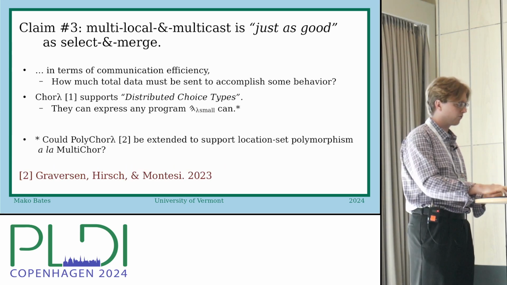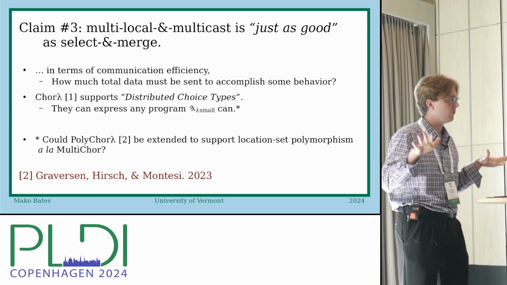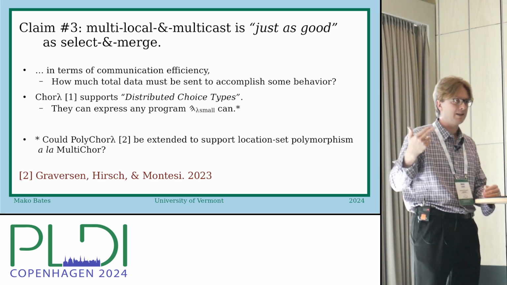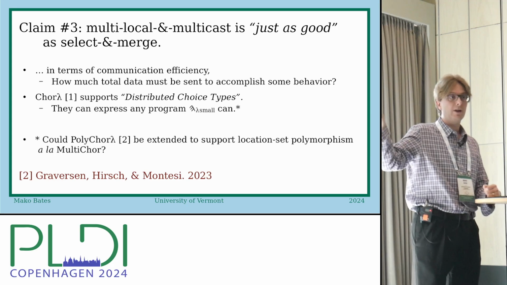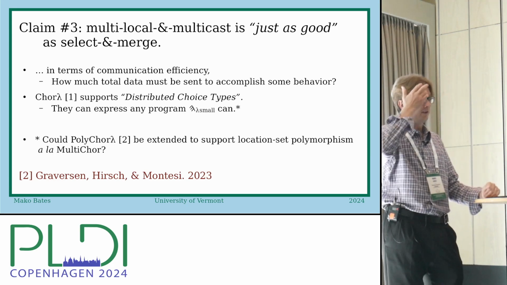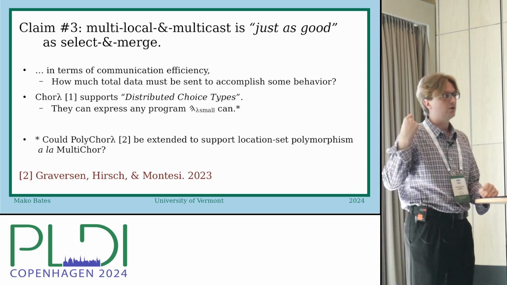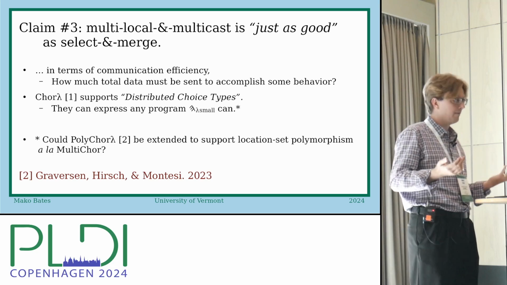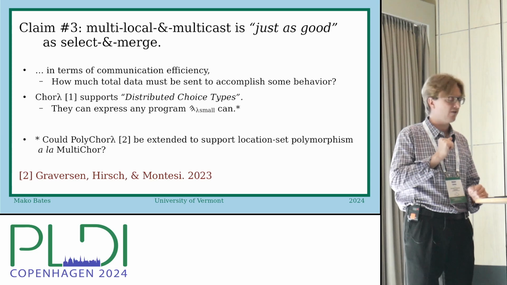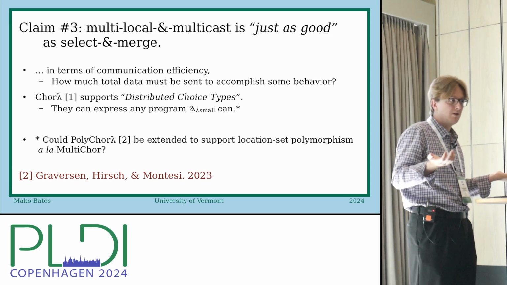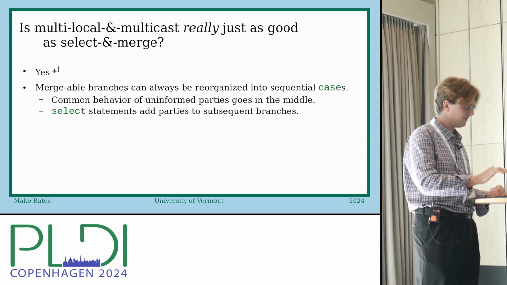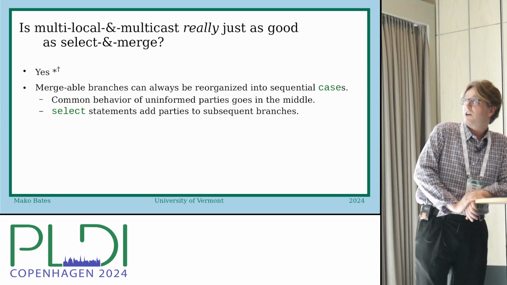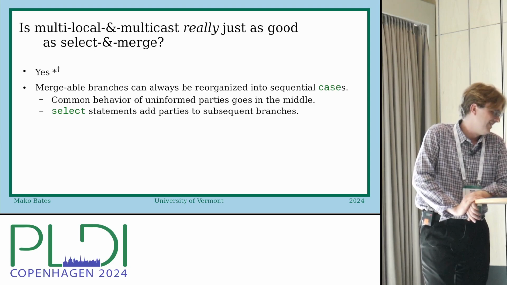Let's deal with the asterisks right away. Neither core lambda nor klsmall are the final word in the paradigms that I'm using them as examples of. So polycore lambda can do location polymorphism. If that can be extended to location set polymorphism in the style of multicore, that's a big deal. I can't suggest how to do that right now, so maybe somebody else can. But is multicast and multilocal just as good? Yes. We have another star, we have a dagger, but yes, it is.